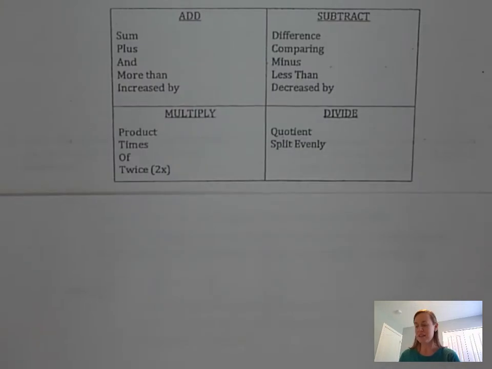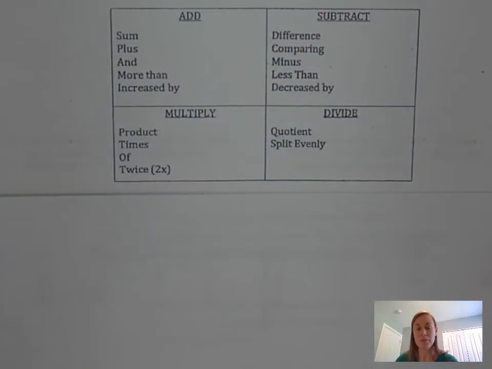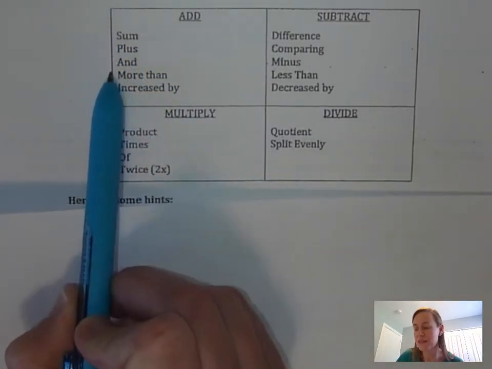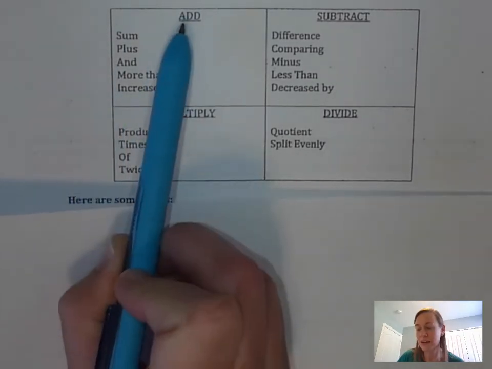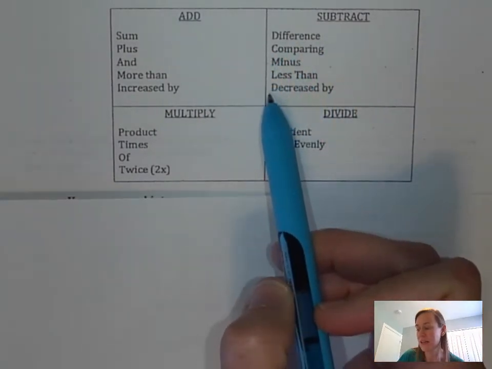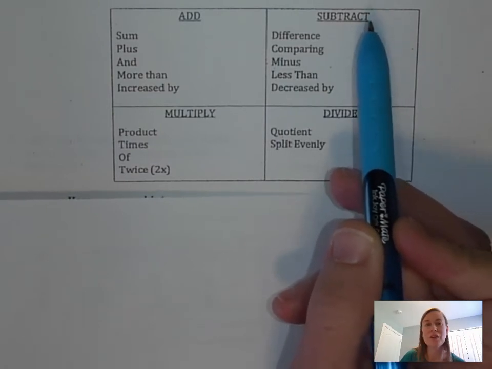Okay, so first of all, this is not in any of the materials I sent you, so if this is useful for you, go ahead and copy it down. These are common words that you might see in a word problem, and they're kind of like little hints what to do in those word problems. So if you see any of these words like some, plus, and, more than, increased by, that is a little hint that you're probably going to have to add in that problem. Whereas these words, difference, comparing, minus, less than, decreased by, all of those are going to tip you off that you're probably going to need to subtract.